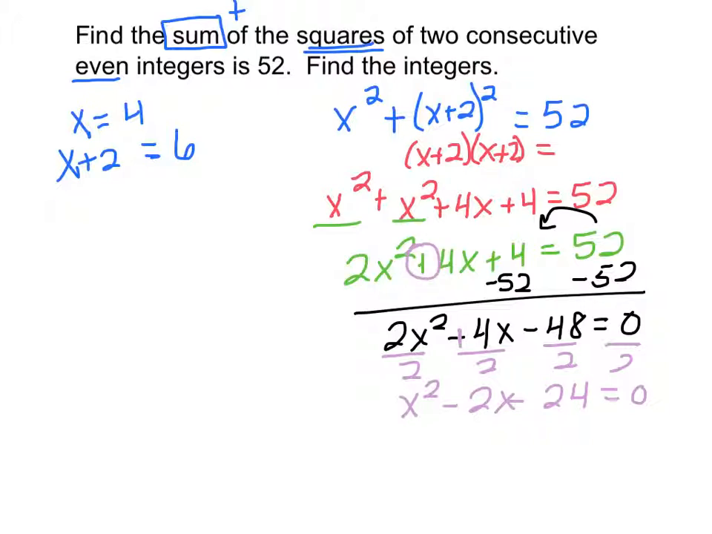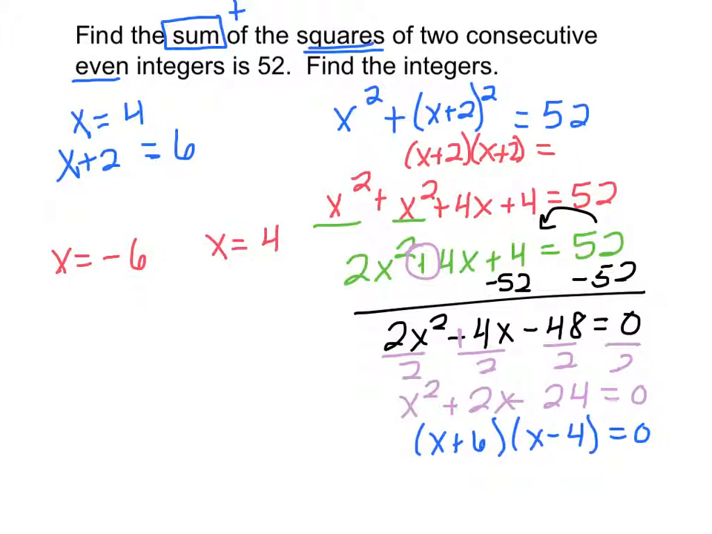One thing I did notice as I was writing this down, I had a plus there, but I forgot to bring the plus sign down. For some reason, I put a minus. So if you followed along with me, please go back and fix that mistake as well. I'm going to factor this to x plus 6 and x minus 4. And my solutions at this point will be x equals negative 6 and x equals positive 4.